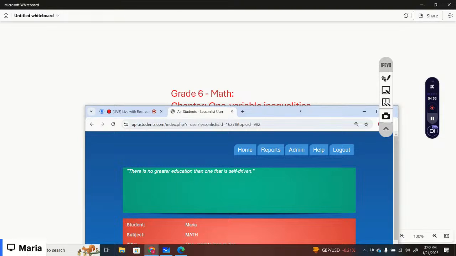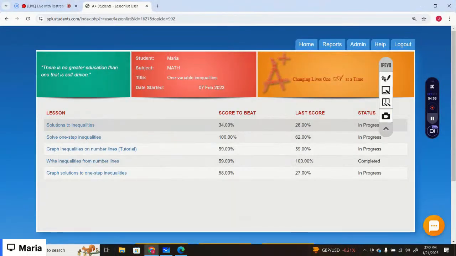So we were working on grade 6 math. The chapter we were working on is one variable inequalities, and the lessons we have covered today are solutions to inequalities, solve one-step inequalities, write inequalities from number line, graph solution to one-step inequalities.